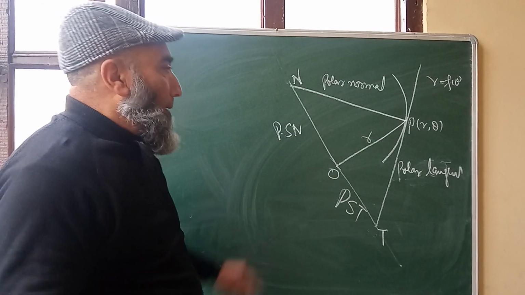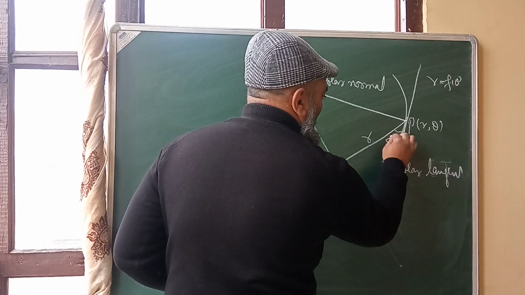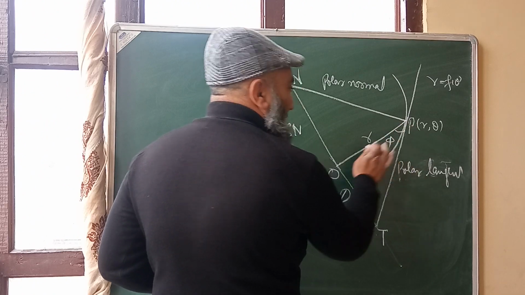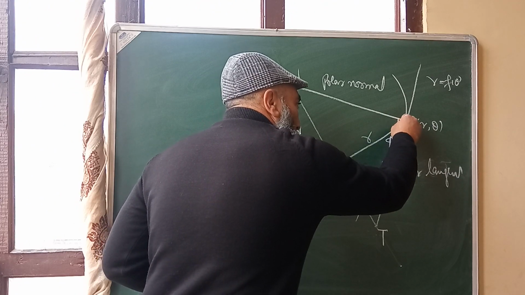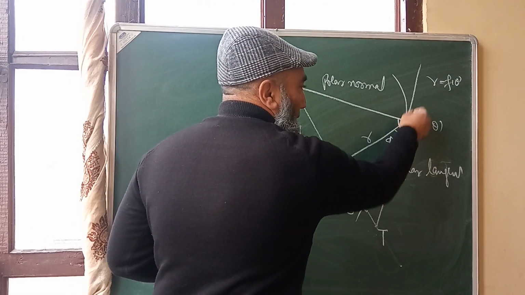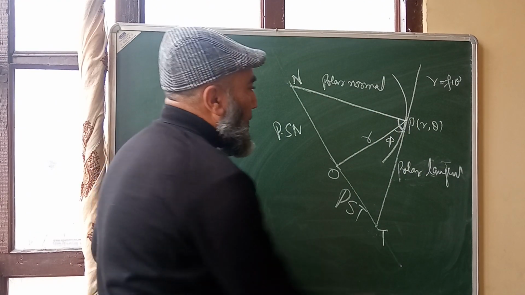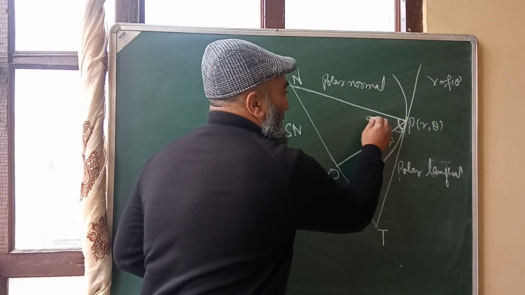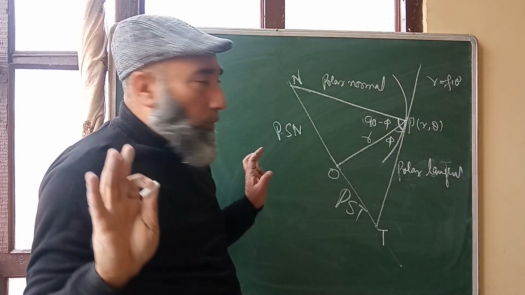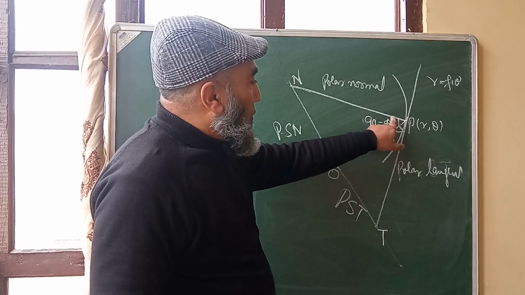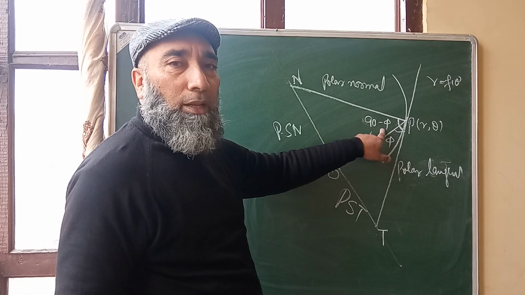Now I know this is the angle phi between the tangent and the radius vector. And what about this angle? The total angle is 90 because this is normal to the curve and this is tangent to the curve. So this angle will be 90. Then what about this angle? This will be 90 minus phi. I don't think there's any problem in understanding this. Whole angle is 90, this is phi, so this angle will be 90 minus phi.